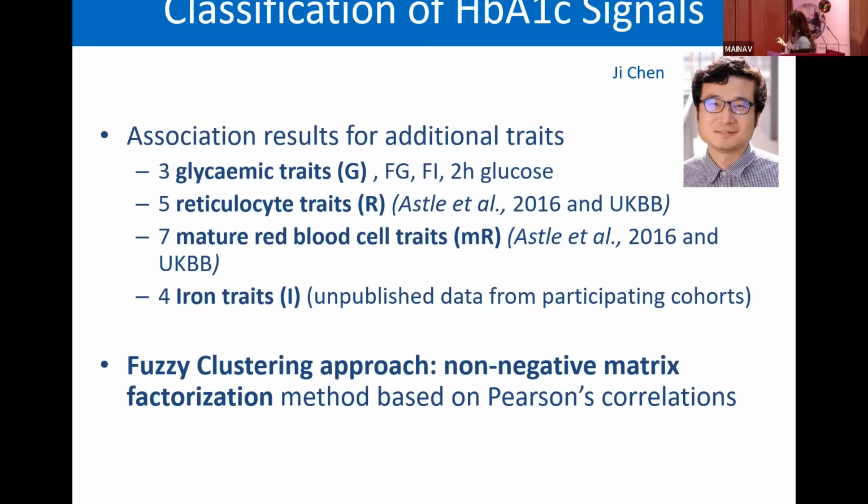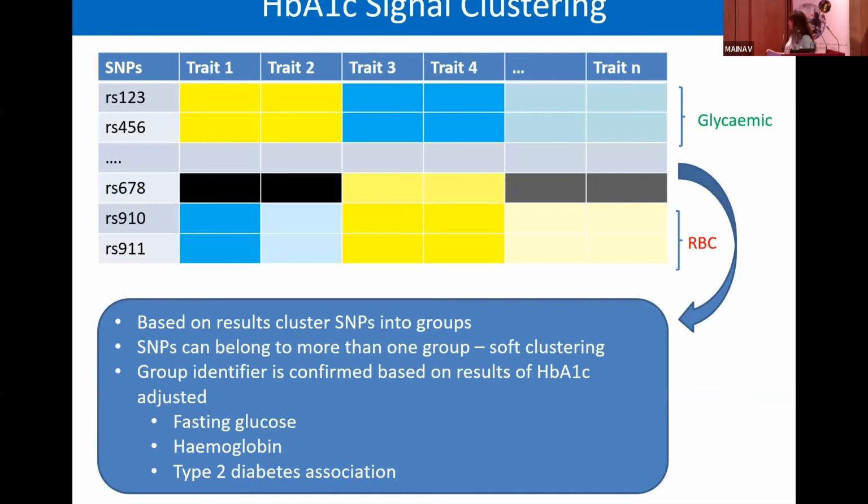So Ji Chen, a postdoc in my lab, performed a fuzzy clustering approach that took into account the association results. For each SNP, we looked at the association for all these traits and used this clustering approach that allowed us to group SNPs into groups. We did both a hard clustering and a soft clustering that allowed SNPs to belong to more than one cluster. And this, for me, was important because in biology there's plenty of evidence of pleiotropy, and there's no reason why a SNP might just be affecting glycemia. There may be SNPs that affect both, and we certainly found some of those.